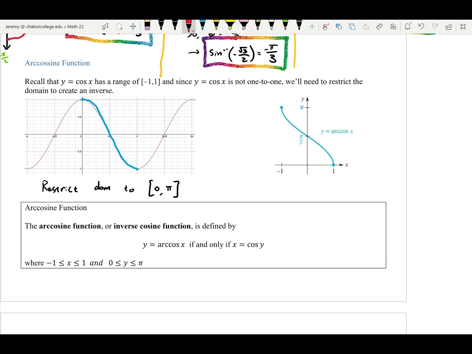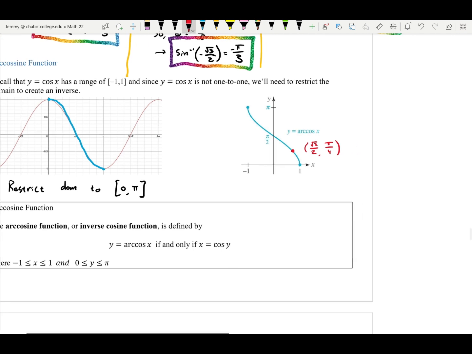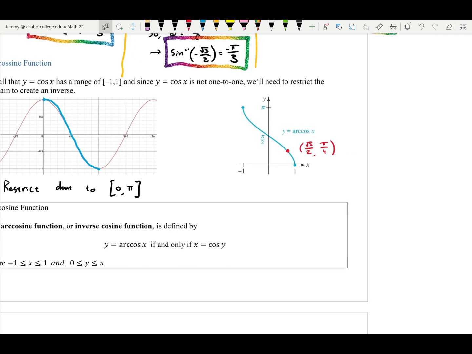Okay, and again, we could pick out some sort of familiar ordered pairs here, like, how about that ordered pair? That is the ordered pair, so the input is √2 over 2, and the output is pi over 4. All right, and this is because, I won't write it all out, but like we were looking at with sine, cosine of pi over 4 is √2 over 2. Therefore, cosine inverse of √2 over 2 is pi over 4.